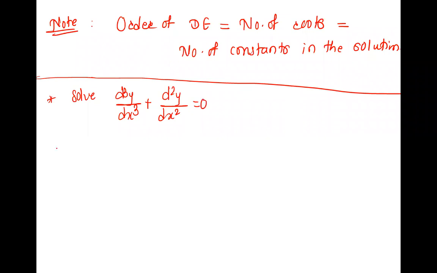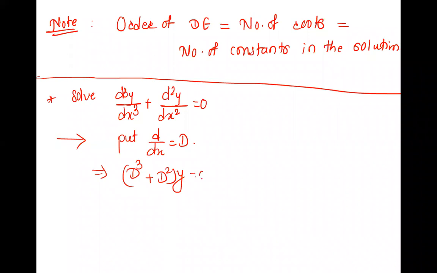If you are done writing, go to the question, write down: solve d cube y by dx cube plus d2y by dx square is equal to 0. First thing, substitution. Convert it into capital D. So the equation becomes D cube y plus D square y is equal to 0. So to solve, you have to consider the auxiliary equation: D cube plus D square is equal to 0.